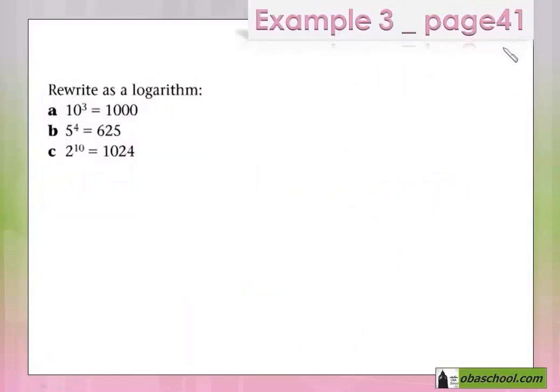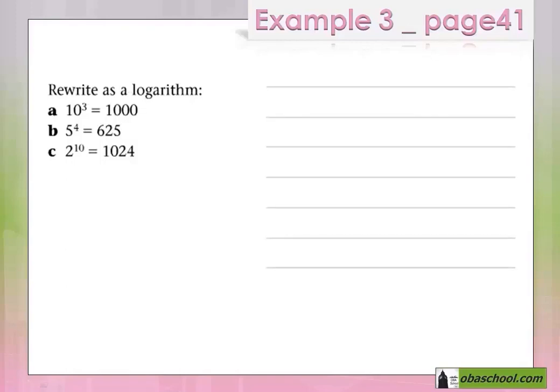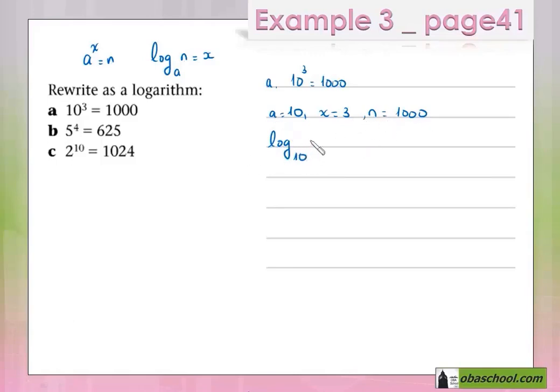We have three examples on example 3, page 41. At first, I'm going to give you the notes that we were discussing previously, and that is a to the power x equal to n, and the logarithm with base a for n is equal to x. Now let's use these notes to solve all three examples. For the first example, 10 to the power 3 is equal to 1000. In such case, a is equal to 10, x is equal to 3, and n is equal to 1000. And so the logarithm with base 10 for 1000 is equal to 3.